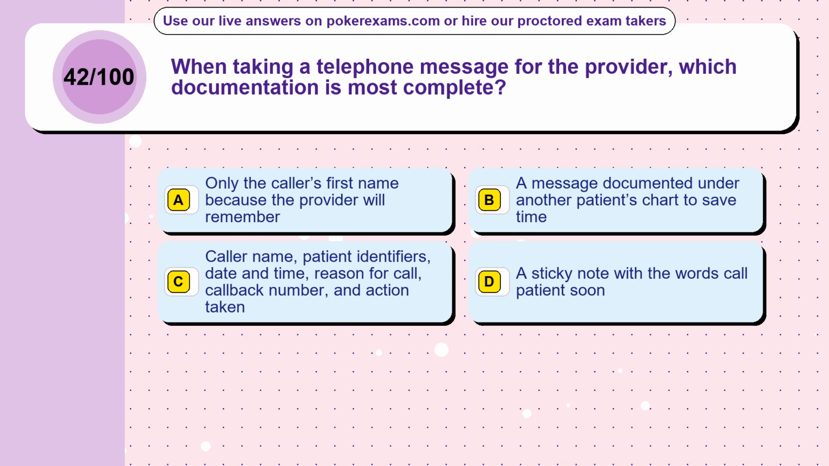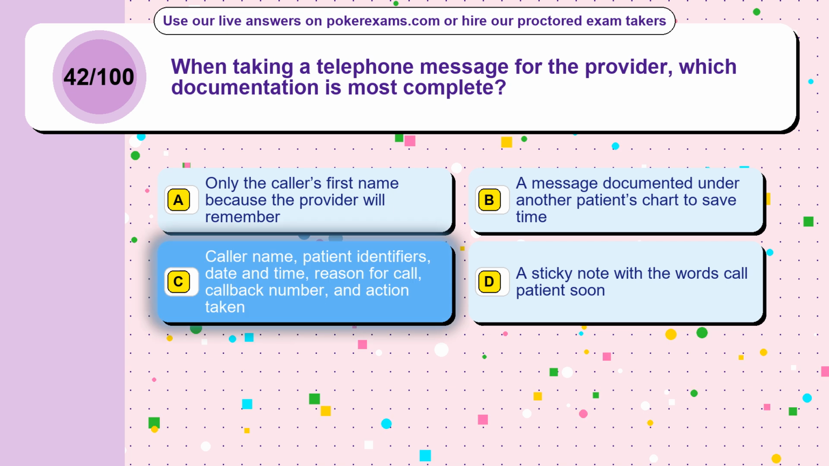Question 42. When taking a telephone message for the provider, which documentation is most complete? Option A. Only the caller's first name because the provider will remember. Option B. A message documented under another patient's chart to save time. Option C. Caller name, patient identifiers, date and time, reason for call, callback number, and action taken. Option D. A sticky note with the words "Call patient soon."